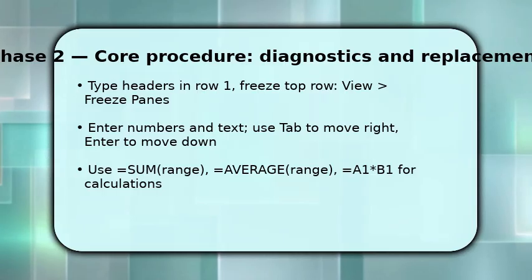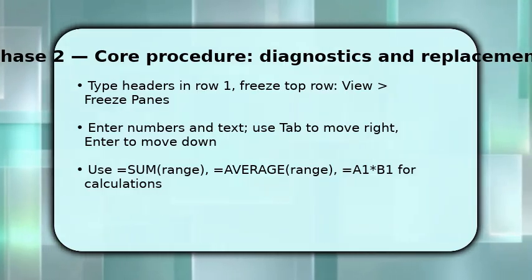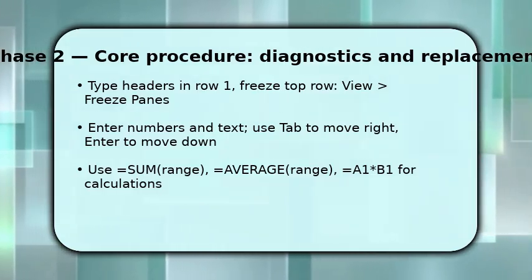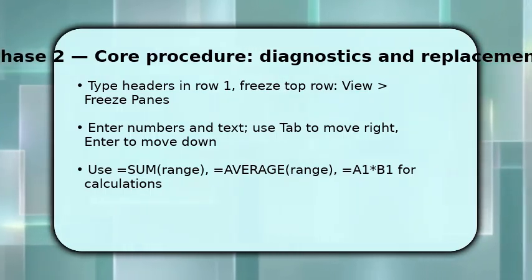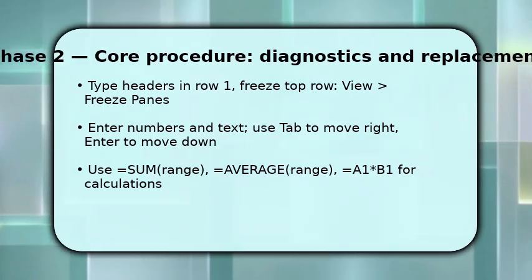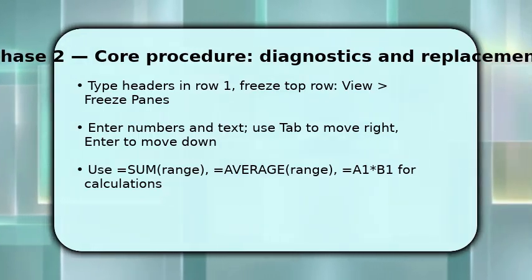For totals and averages, type formulas beginning with equals. For example, =SUM(B2:B10), or =AVERAGE(C2:C10). To multiply, use =A2*B2. Once your formulas are in a cell, drag the fill handle to copy.